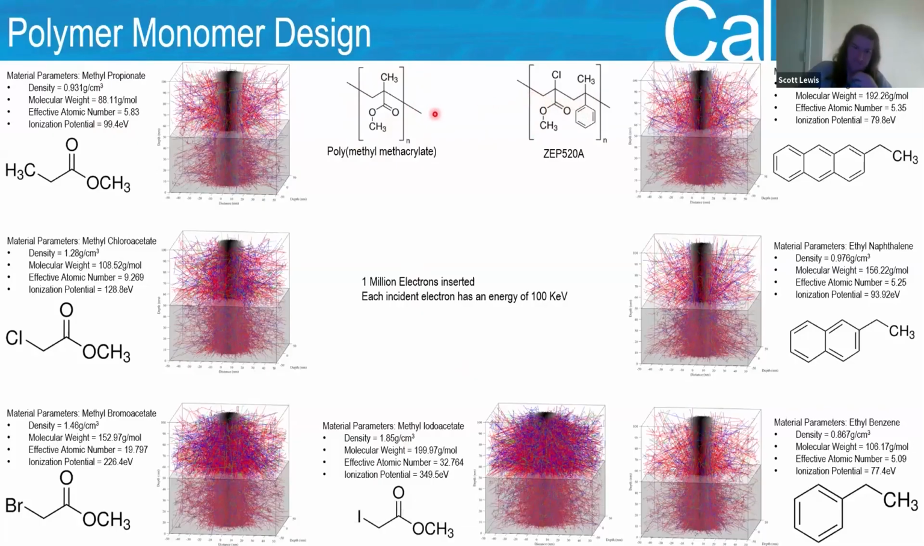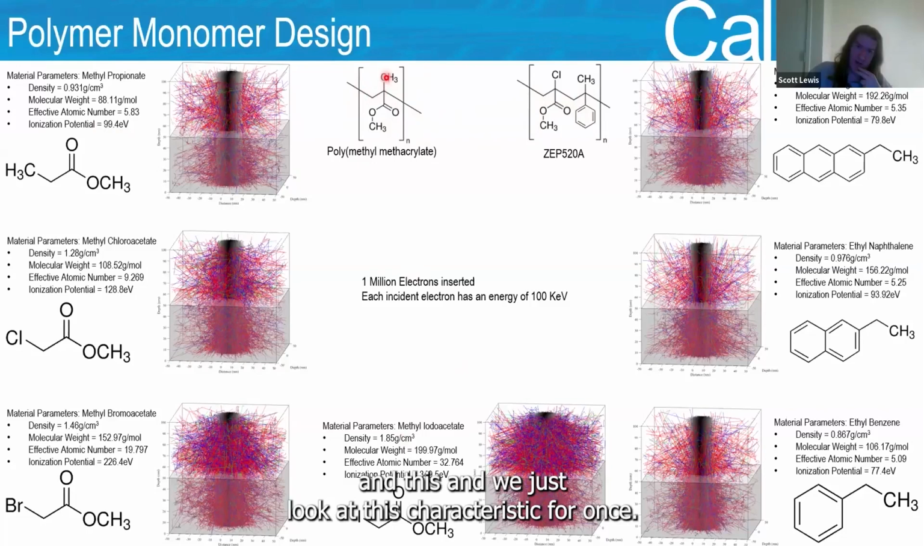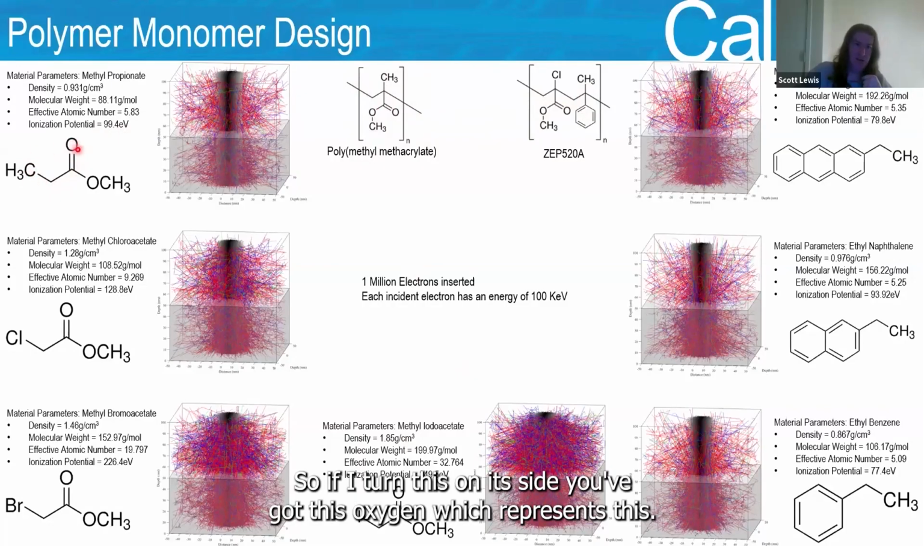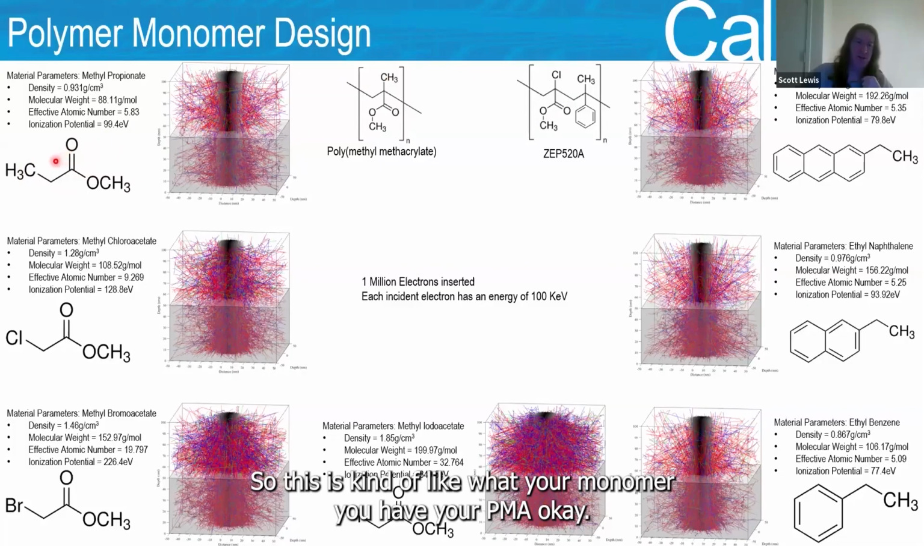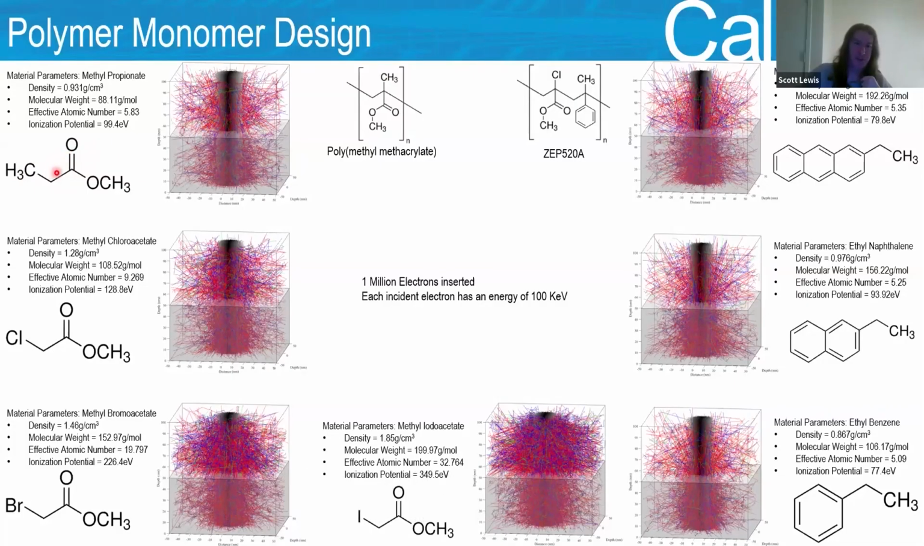Okay, so if we can ignore these chains and we just look at this characteristic for once, that's what this is. If I turn this on its side, you've got this oxygen which represents this. This oxygen represents this, and yet I've not put a bond in there because I'm quite lazy. I've just written this, and this represents that, and then this methyl group represents this. So this is kind of what the monomer of your PMMA is. This is soluble in anisole. It's also soluble in acetone.